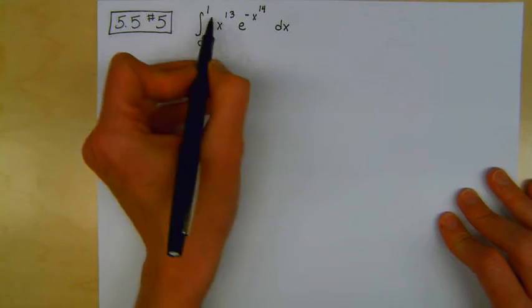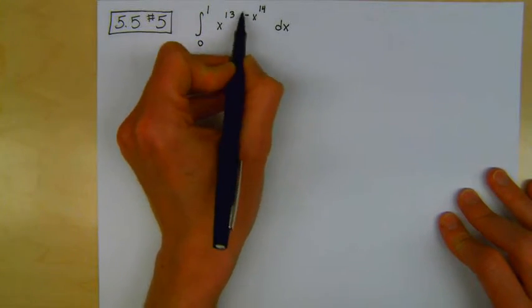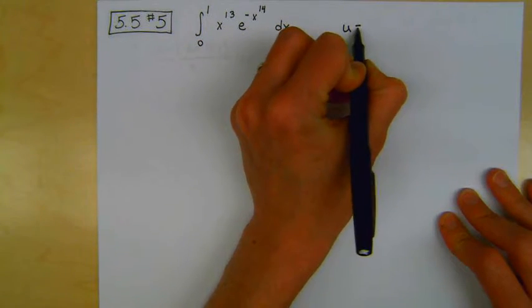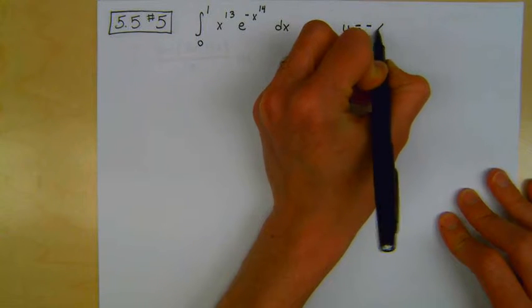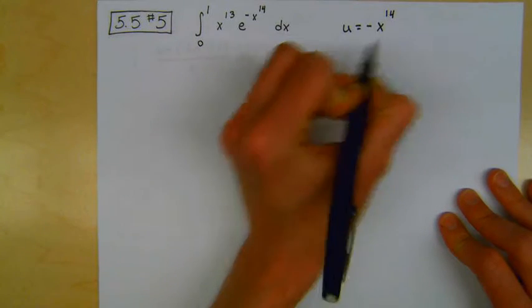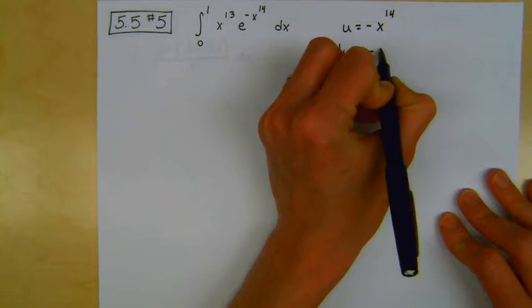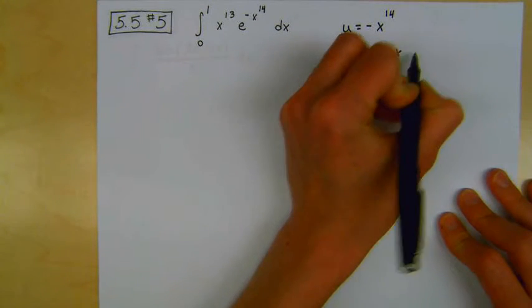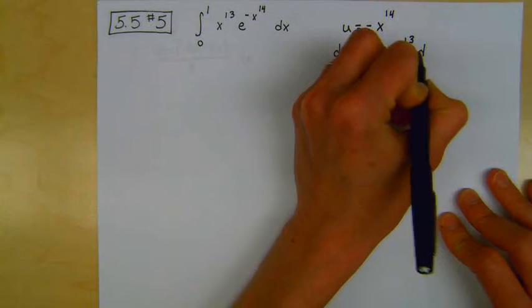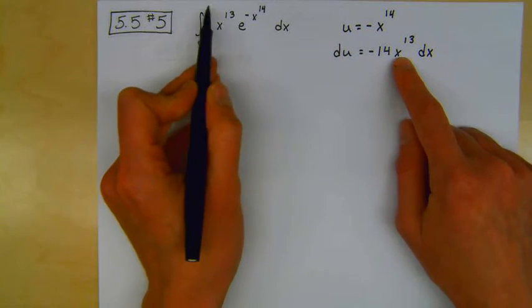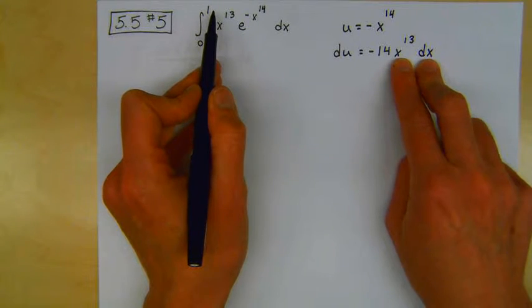In this case, I see that e is raised to a really messy power. So I'm going to set my u equal to that messy power, which is negative x to the 14th. That means that my du is going to be equal to negative 14x to the 13th dx, which is fortunate because I have an x to the 13th here that I can use as part of my u-sub.